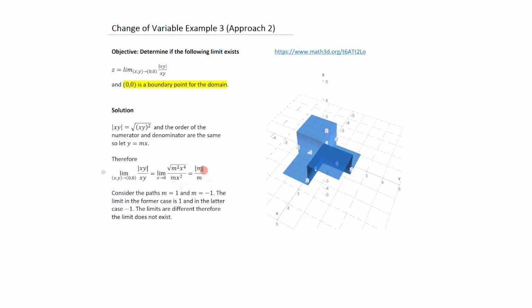So this becomes absolute value of m over m. That is the limit as x, y approaches 0, 0. So consider the paths for m equals 1 and m equals minus 1. The limit in the former case is 1. The latter case is minus 1. Therefore, the limits are different and it means that the limit does not exist.